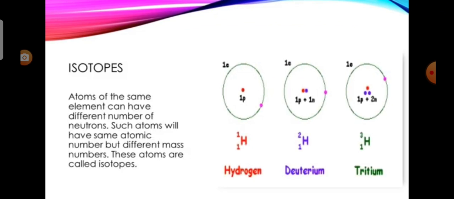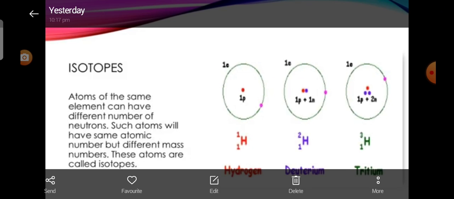Now we see about isotopes. Atoms of the same element can have different numbers of neutrons. Such atoms will have the same atomic number but a different mass number. These atoms are called isotopes. For example, hydrogen has 3 isotopes.